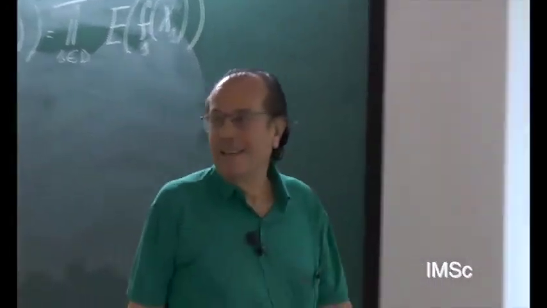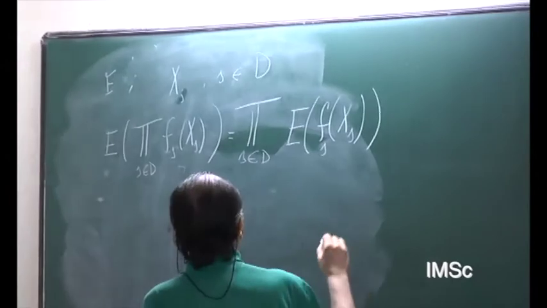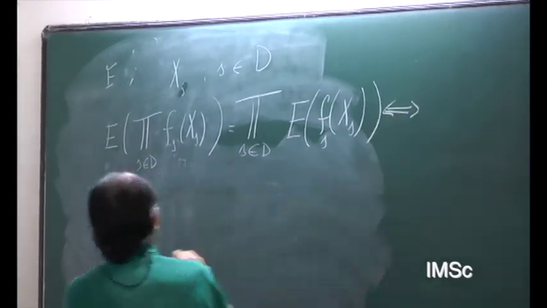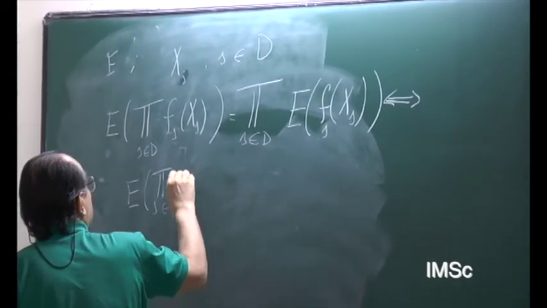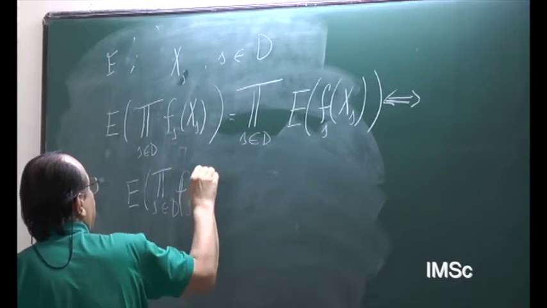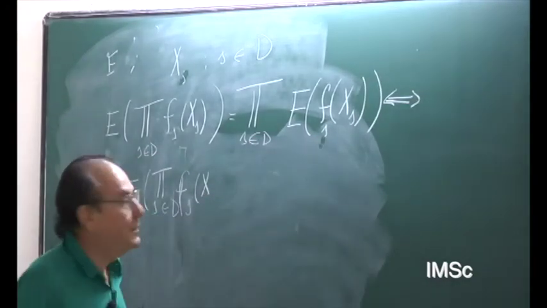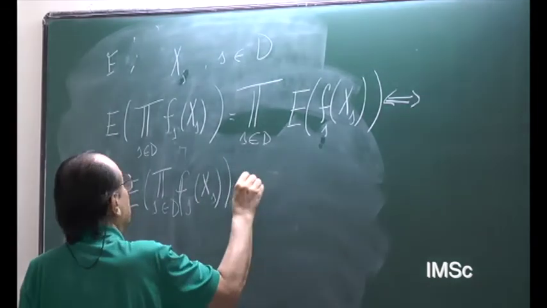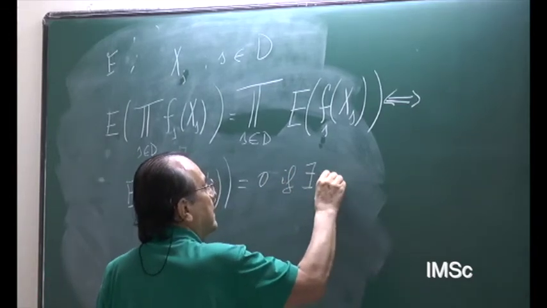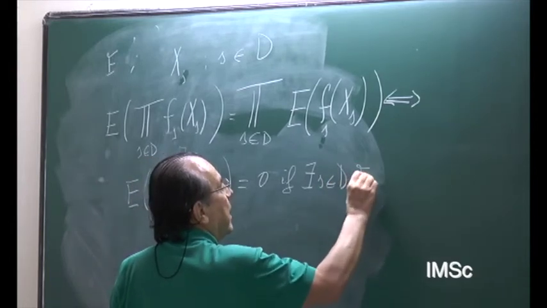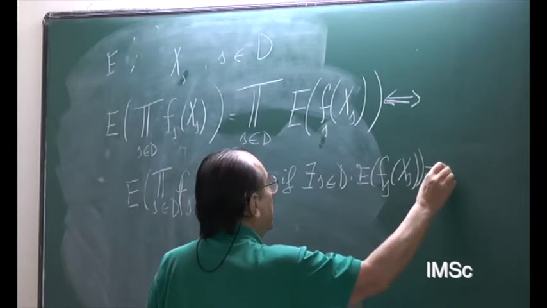It's a very simple exercise I suggest you do, that this is equivalent to saying that the expectation of the product of these Fs, which are arbitrary Borel functions in classical probability, is equal to 0 if there exists an index S such that the expectation of Fs(Xs) is equal to 0.